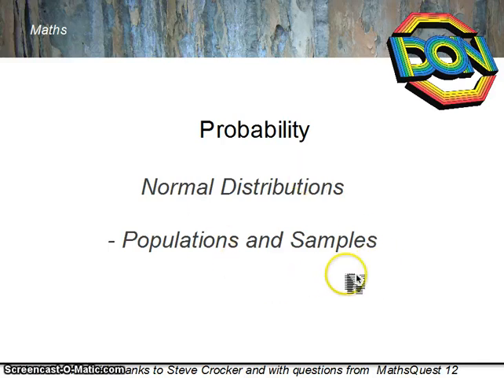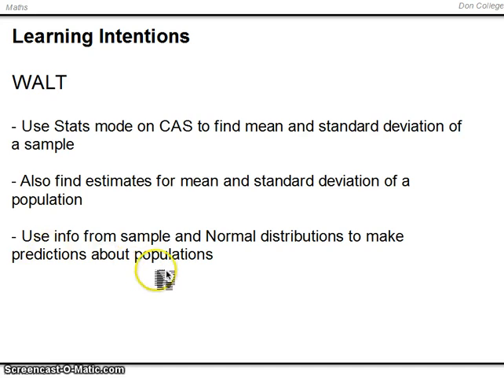Hi, this video is on normal distributions and we're looking at populations and samples. Hopefully what you'll learn here is how to use the stats mode on your CAS calculator to find the mean and standard deviation of a sample, find estimates for the mean and standard deviation of a population once you have that, and then use the information from the sample and normal distributions to make predictions about populations.